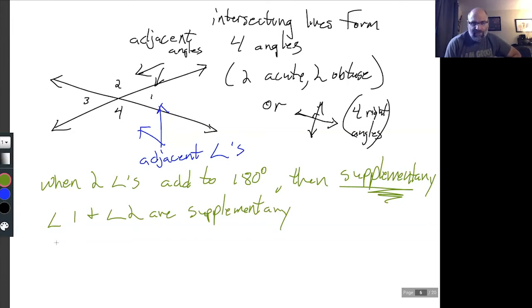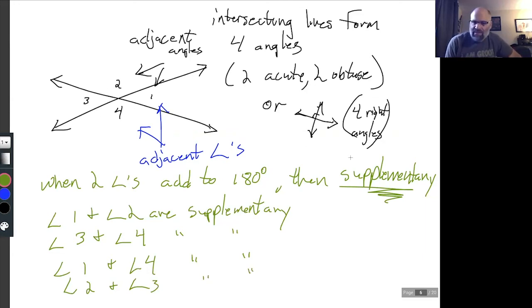3 and 4. Did you say 1 and 4? 3 and 4. 3 and 4 are also supplementary. What about 1 and 4? Yeah, 1 and 4 are supplementary too. Okay, 2 and 3 are supplementary. 3 and 4, do we have any other supplementary pairs? 1 and 2, 2 and 3, 3 and 4, 4 and 1. I think that's about it, right?